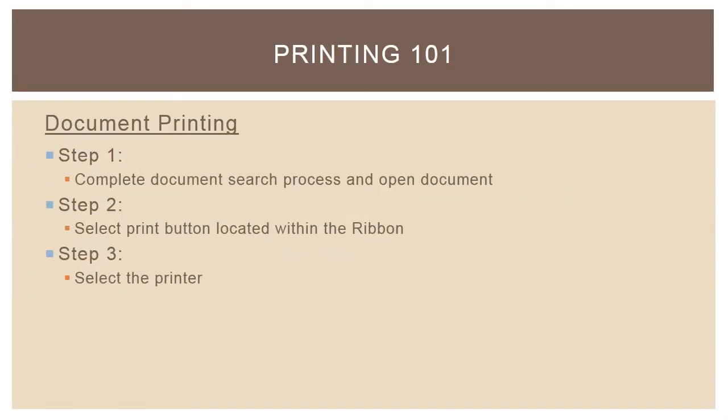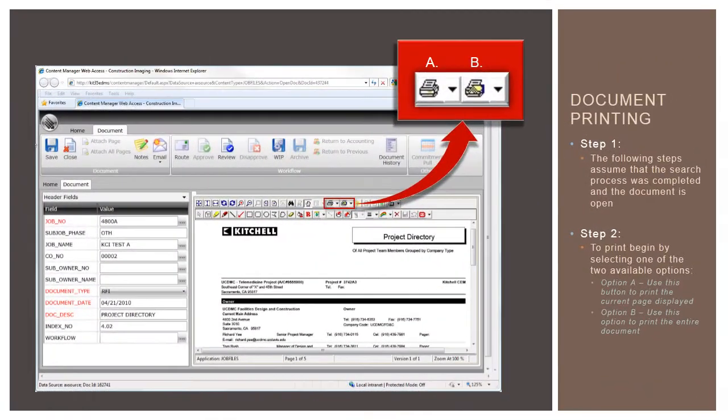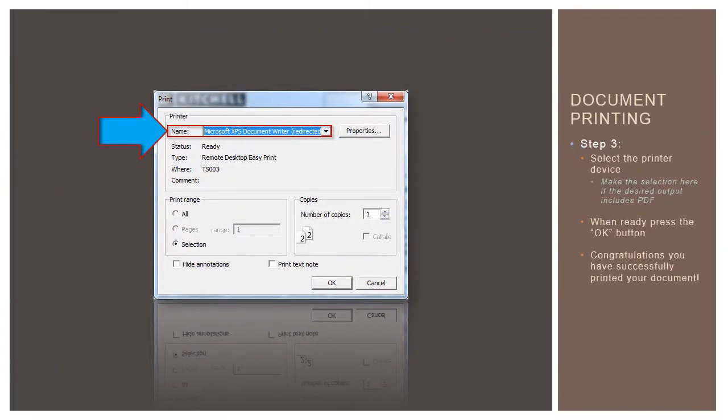Printing a document in Content Manager. Locate and open the document you would like to print. Select the print option on the toolbar. See red arrow. Option A will print the current page, while option B will print the entire document. Select the correct printer on the dialog box. See blue arrow. And then press OK to print.